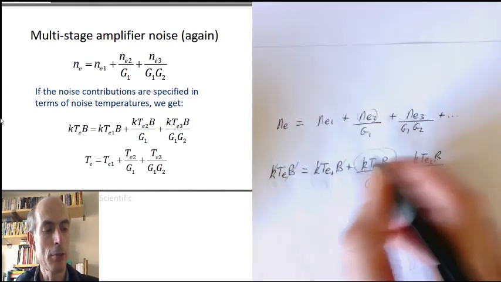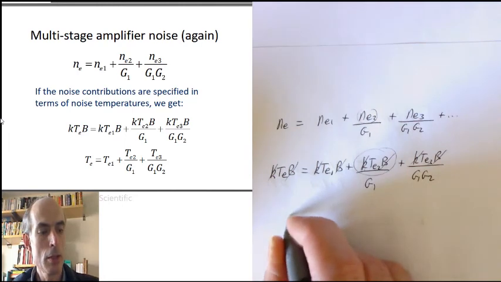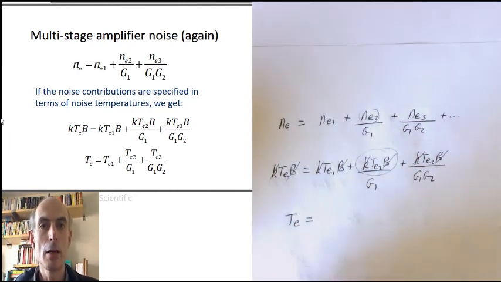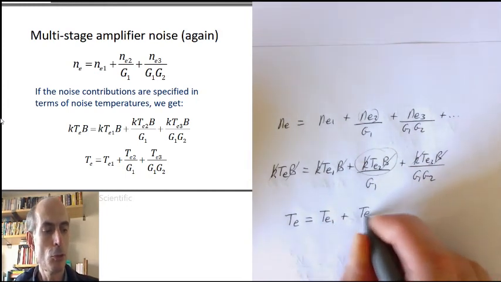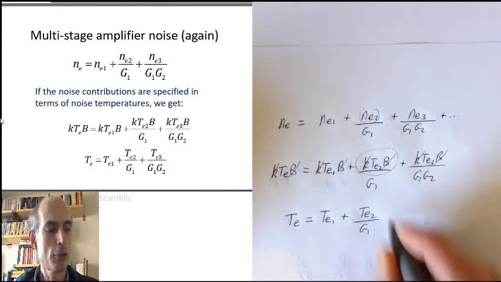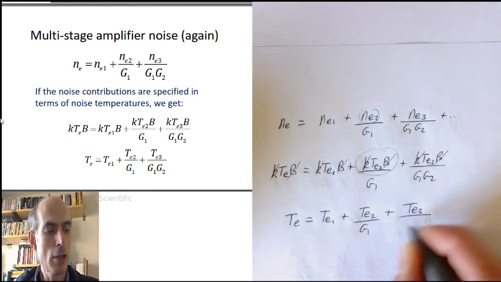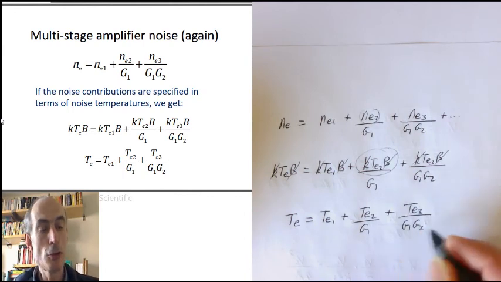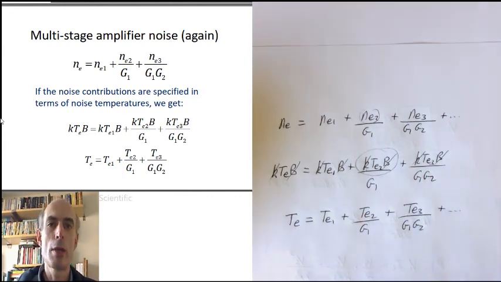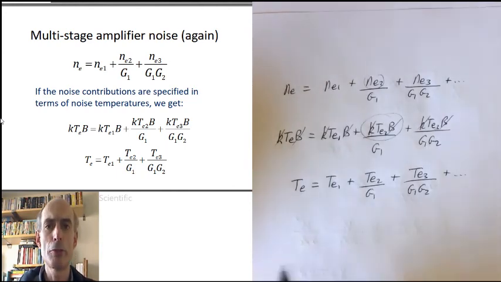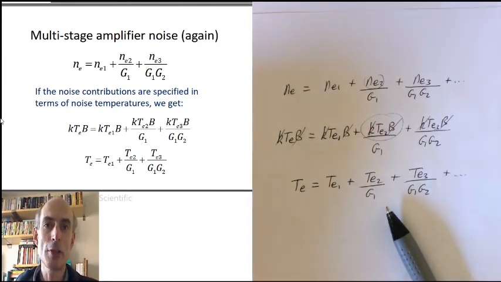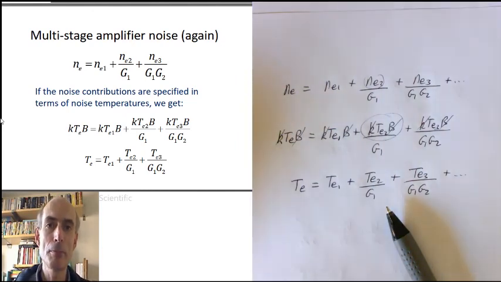All the kBs cancel out, and we just end up with the total noise temperature of a multiple stage amplifier is the noise temperature of the first stage plus the noise temperature of the second stage divided by the gain of the first stage plus the noise temperature of the third stage divided by the gain of the first two stages, and so on if we had more stages in our amplifier. And that's really all there is to noise temperature. It's just another way of specifying an amount of noise power in terms of the temperature that a resistor would have to be at in order to give you that same amount of noise power.